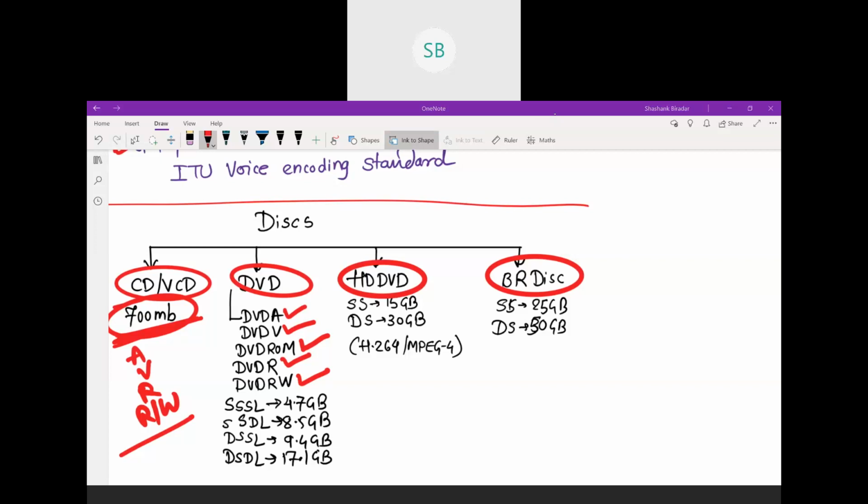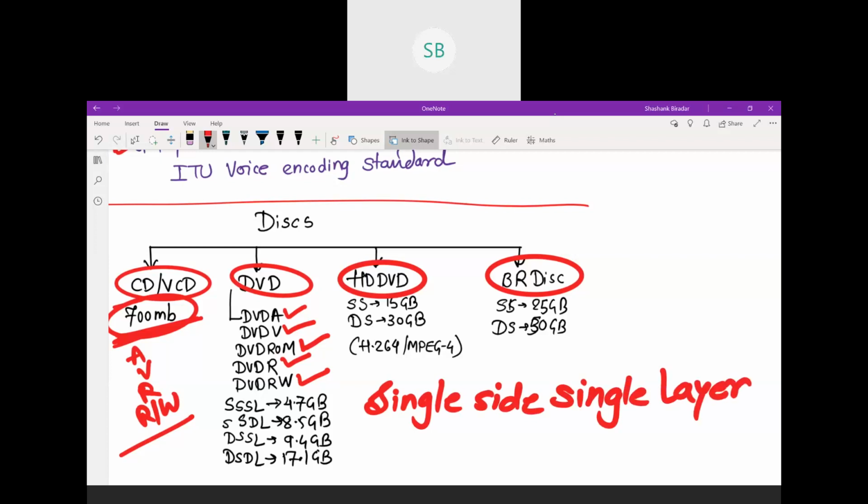Okay, so this SSSL, that is single side single layer. Let me write it down. Single side single layer DVD, 4.7 GB. Okay, then single side double layer.